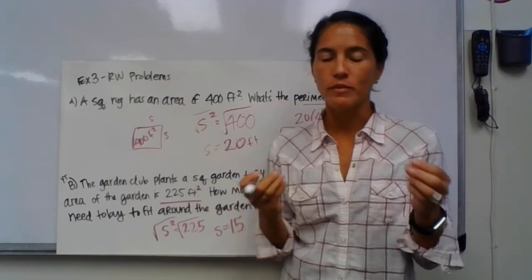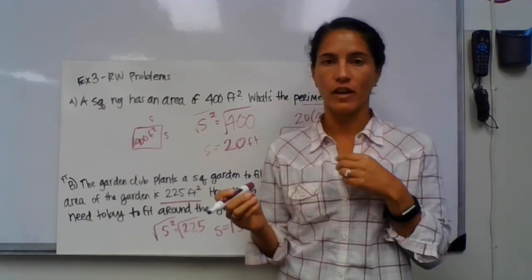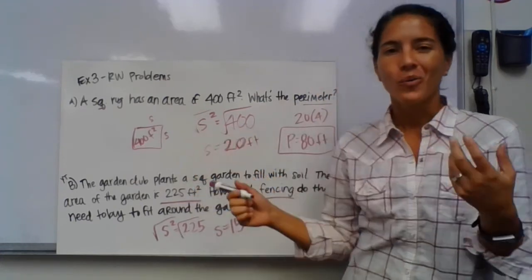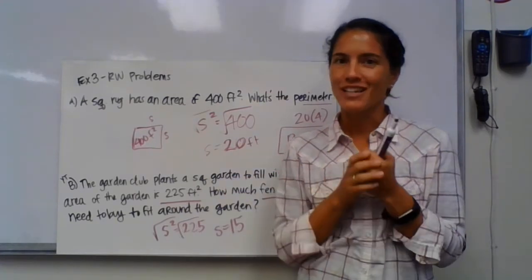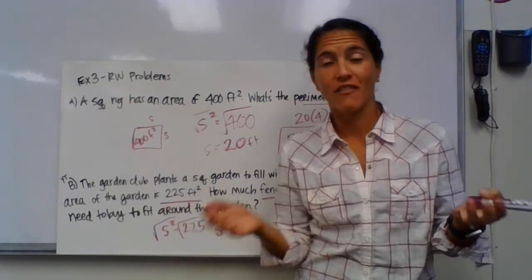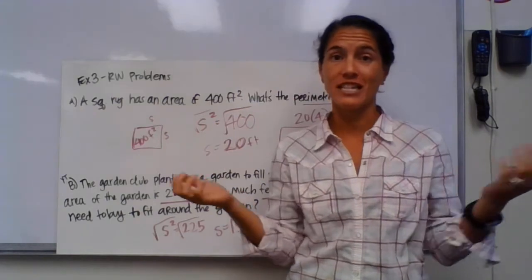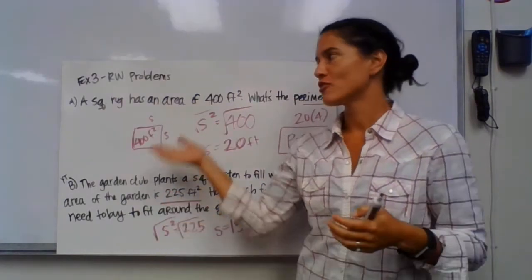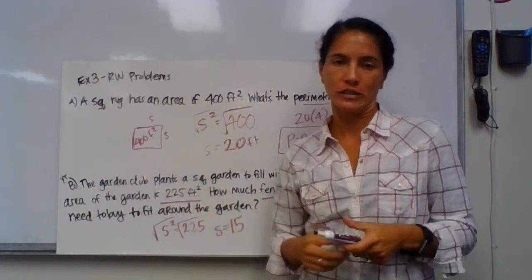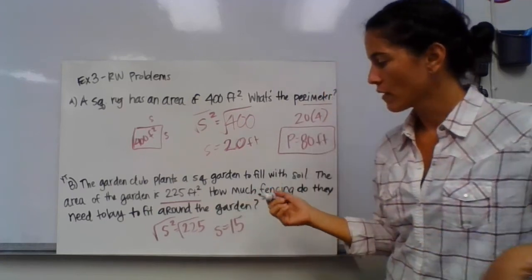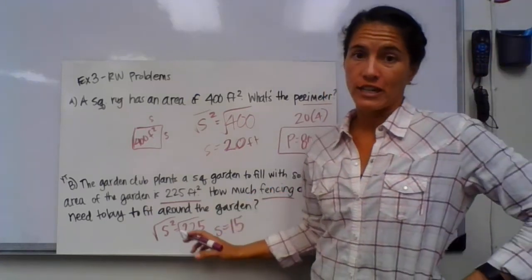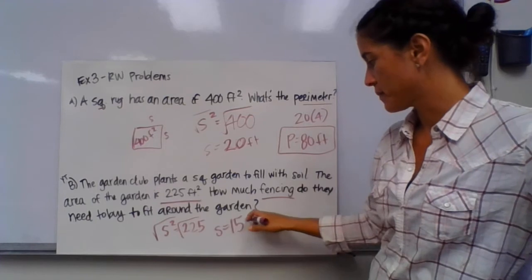Now, you might wonder, how come I'm not doing the positive and the negative of these? Because I have an equation. Well, you're not going to use a negative number for a measurement of a rug or the measurement of a garden. Anytime there's measurement, you're not going to use negative. So in the real world problems, we're going to primarily use the positive. So one side of the garden is 15 feet.